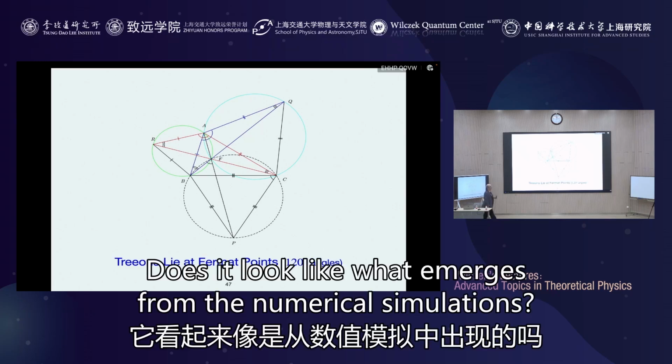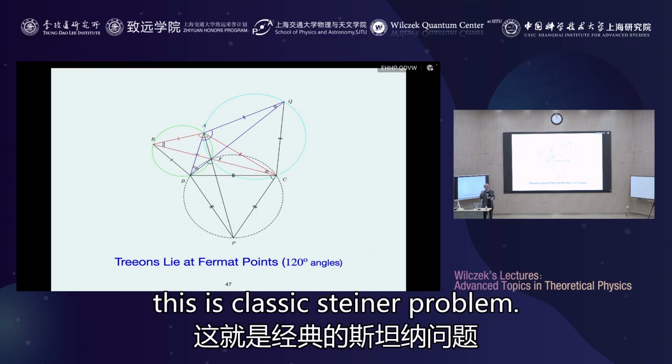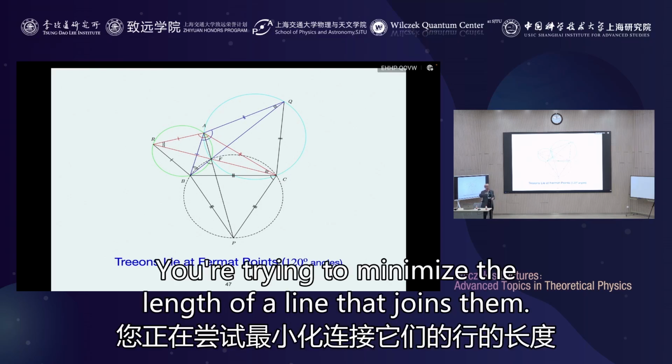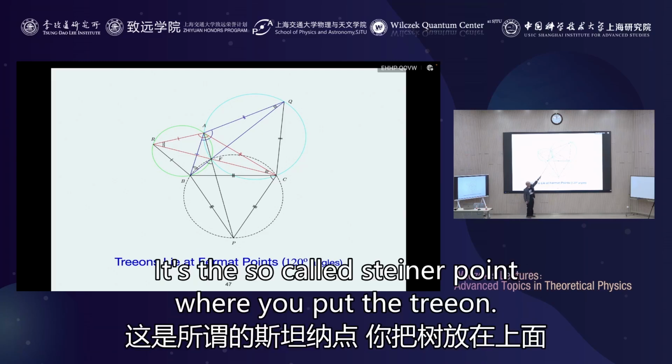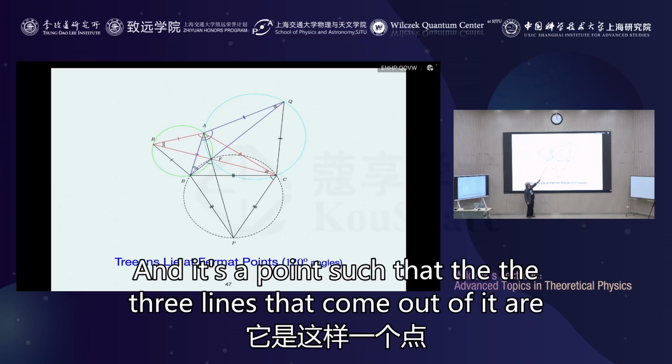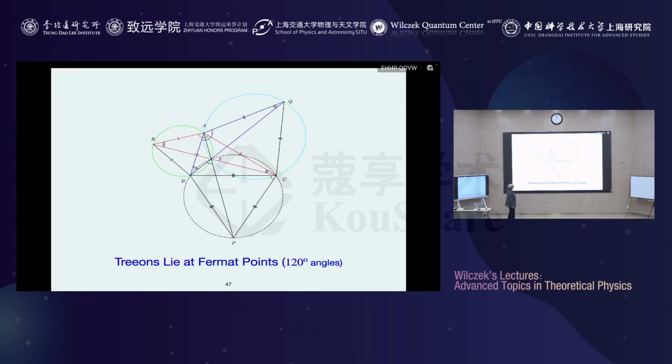And does it look like what emerges from the numerical simulations? Well, the first thing is if you have just 3 quarks, this is a classic Steiner problem. You're trying to minimize the length of a line that joins them. And this was solved a long time ago using Euclidean geometry. And it's the so-called Steiner point where you put the trion. It's a point such that the 3 lines that come out of it are at 120 degrees from one another.